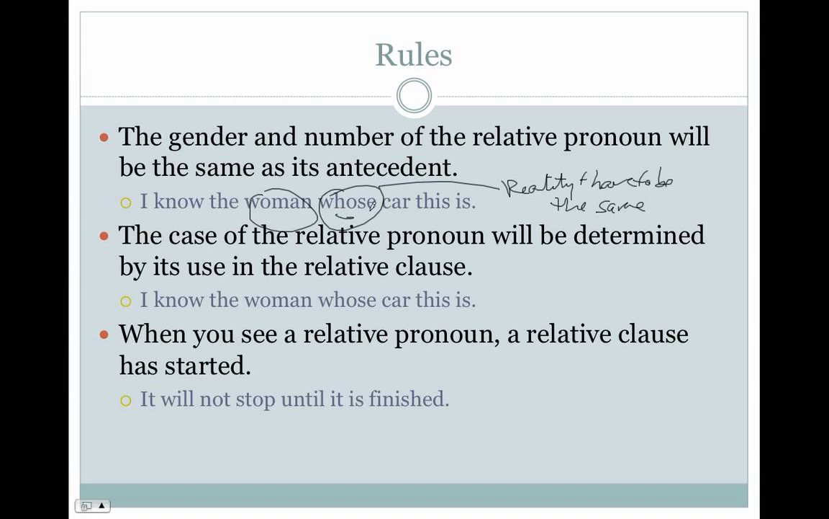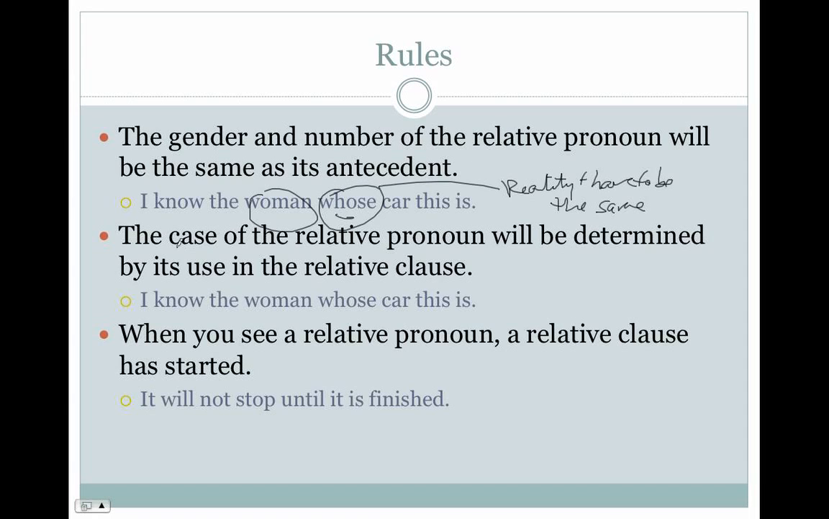So whose is going to be feminine and singular. If I said, men who love sports are interesting, who and men refer to the same thing, they're going to have to be masculine and plural. The woman who I saw at the store is my mother. The woman and who refer to the same person, it has to be singular and feminine. Right? So the gender and number of the relative pronoun will be the same as the antecedent.